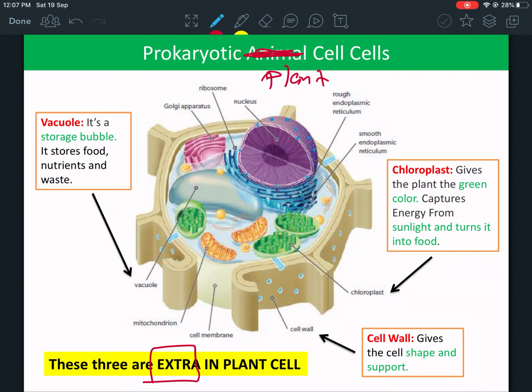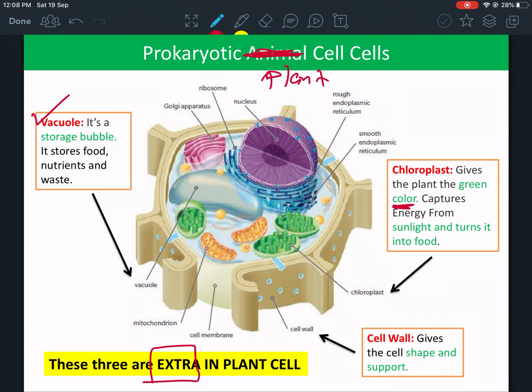Okay. So you have the vacuole. You have a chloroplast. What are chloroplasts? Chloroplasts are these green things. They are what give the plant a green color. You see green leaves most of the time. You see green grass. All of this come from chloroplasts. Chloroplasts give plants the green color.